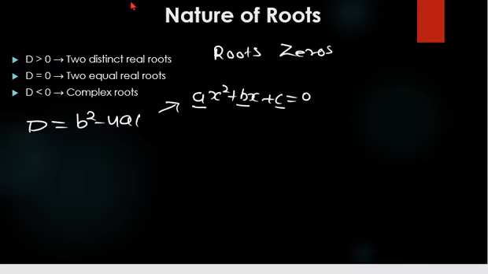If you find the value of D, we can get three cases: D is greater than 0, D is equal to 0, or D is less than 0. If D is greater than 0, we get two distinct real roots. If D is equal to 0, we get two equal roots. And if D is less than 0, we'll get complex roots.